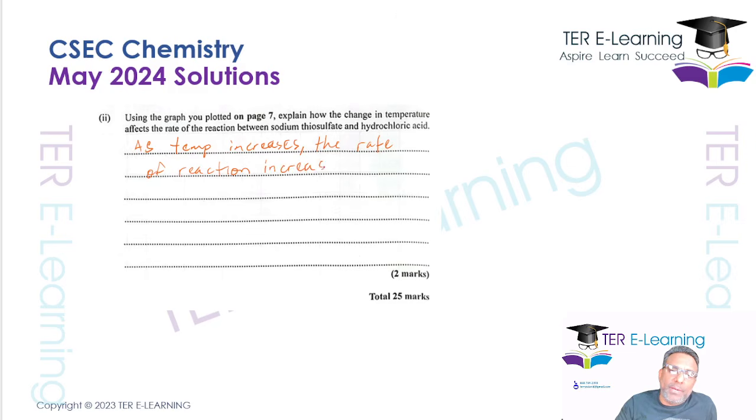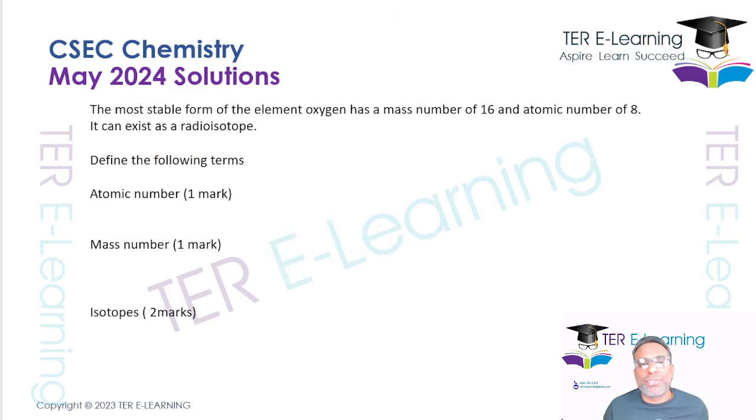Right, and that's it for your 25 marks. Relatively straightforward. Next part. Question 2. The most stable form of the element oxygen has mass number 16, atomic number of 8. It can exist as a radioisotope. Define the terms. So atomic number is simply the number of protons in the nucleus.